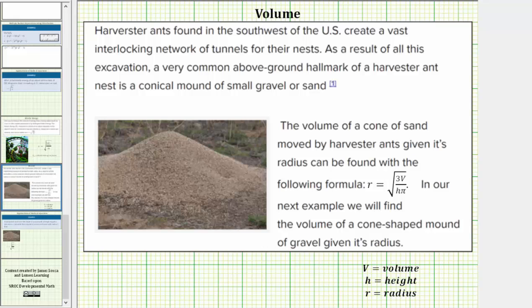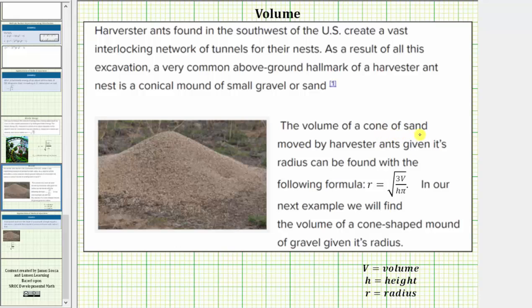Welcome to an application problem of a radical equation involving the volume of a cone. Harvester ants found in the southwest of the U.S. create a vast interlocking network of tunnels for their nests. As a result of this excavation, a very common above-ground hallmark of a harvester ant nest is a conical mound of small gravel or sand.